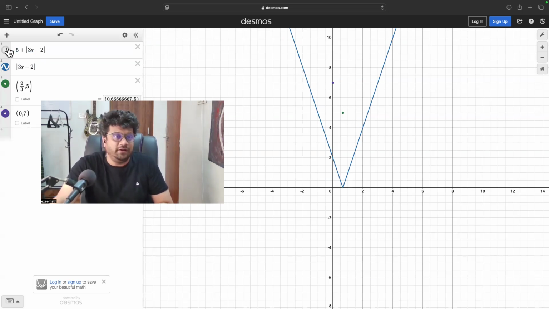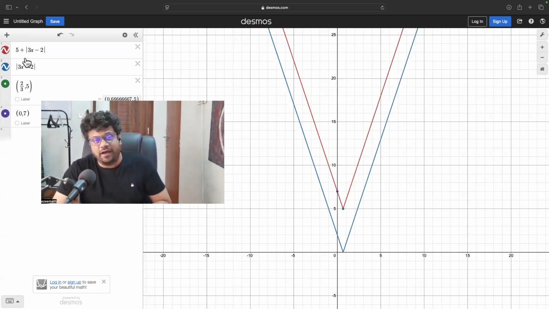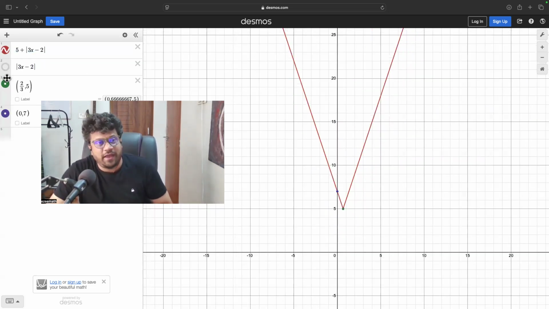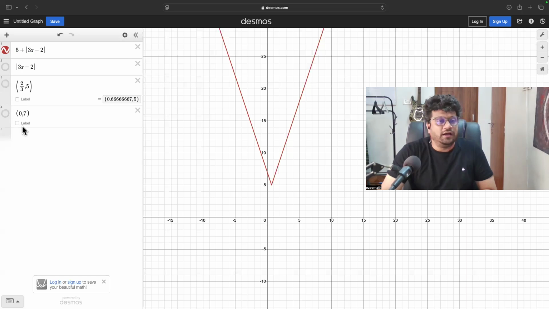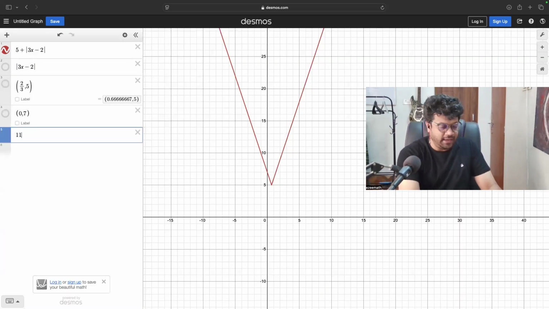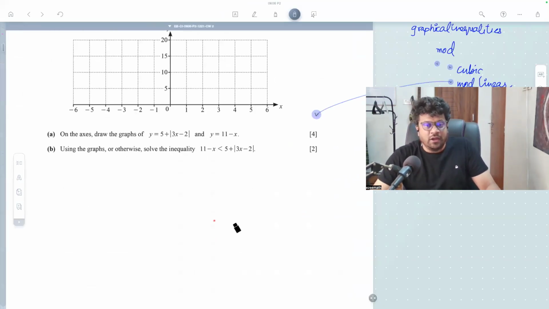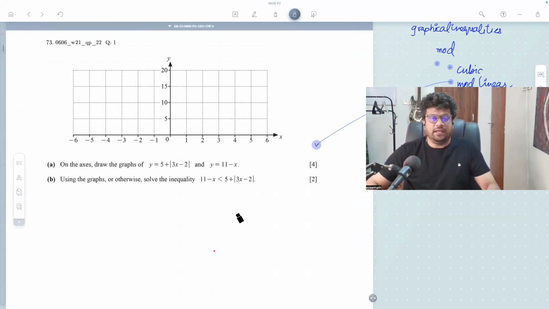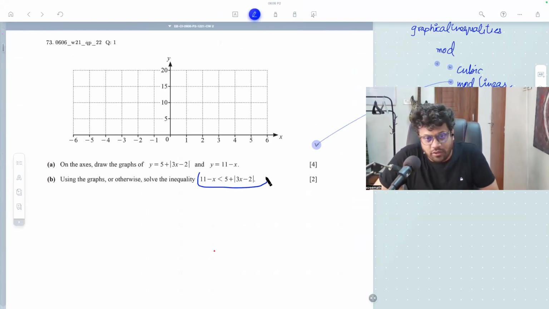So there it is, 5 plus mod of 3x minus 2. These are the critical points. Now we're going to sketch 11 minus x out there. 11 minus x, there it is. And then we are going to see how to solve this inequality.